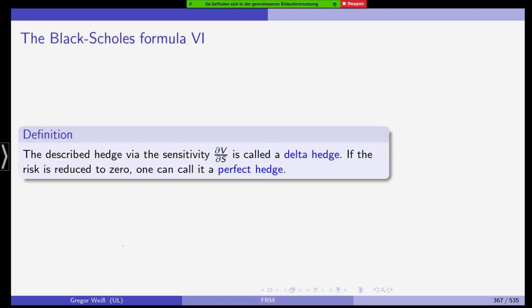This is a delta hedge. This is the famous delta hedge because you choose delta as the option delta. The first partial derivative of the derivative with respect to the underlying price is called the option or derivative delta.